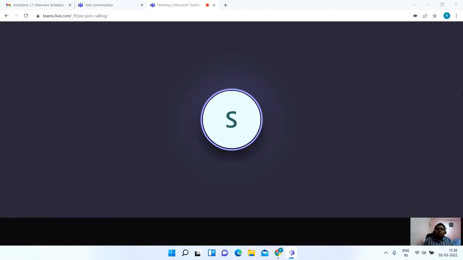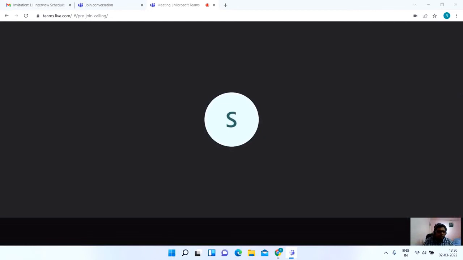Okay. And S3. S3 is object level storage which can be accessed using the internet. That is also a very vast topic altogether.